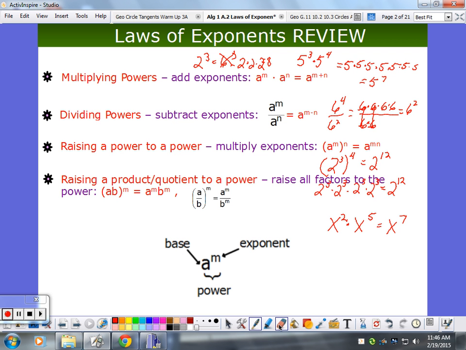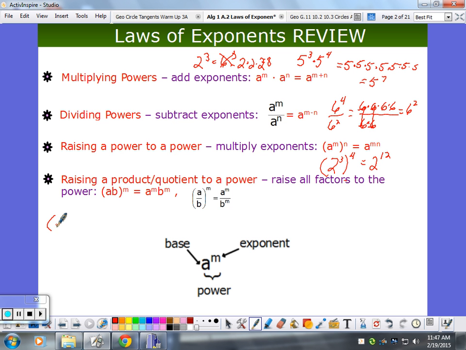Let me just erase this real quick. Okay, this is saying if you have ab, so you're multiplying stuff and you're raising the whole thing to the nth power, it's kind of like distribution, but it's not. The n goes with the a and the n goes with the b. Why? Well, let's use an example.